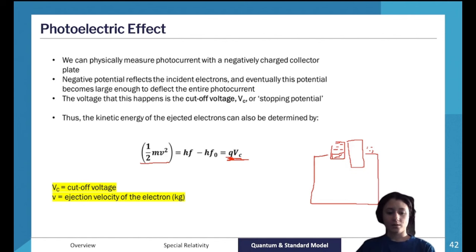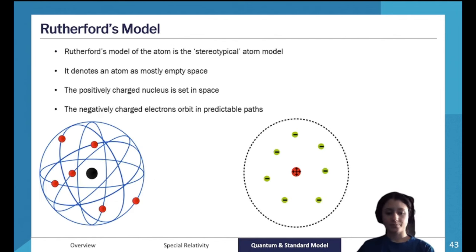Okay, let's move on. Let's now get on to Rutherford's model of the atom. Now, this was a very basic model of the atom. I think it was around 200 or 300 years ago. It definitely wasn't the worst. We've had less advanced ones. But there are some issues with it. So let's quickly go over its properties.